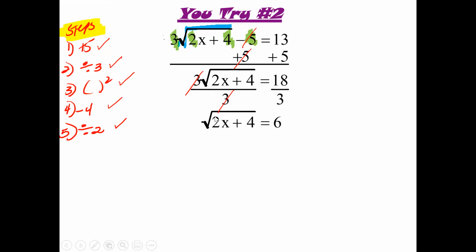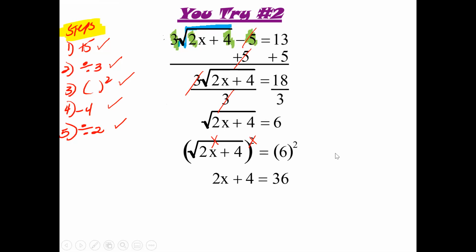Then, how do you get rid of the square root? You're going to square both sides. So your square root and your square cancels. So 6 times 6 is 36.